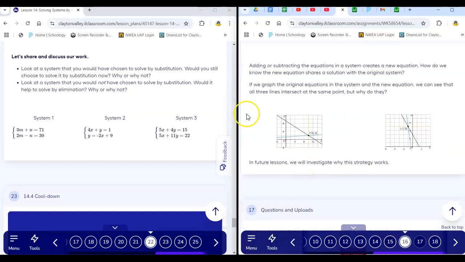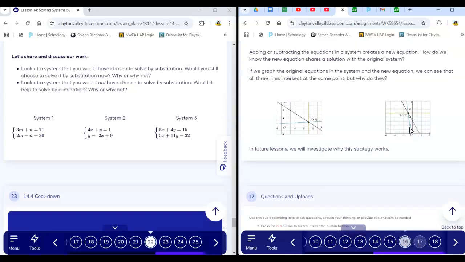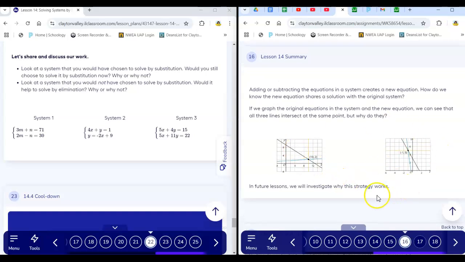And so they go back to the original activity that you did, the first activity, where you graph the system and then you added the two equations together, and you notice that you get either a horizontal or a vertical line that goes through the same solution point. In future lessons, we will investigate why this strategy works.